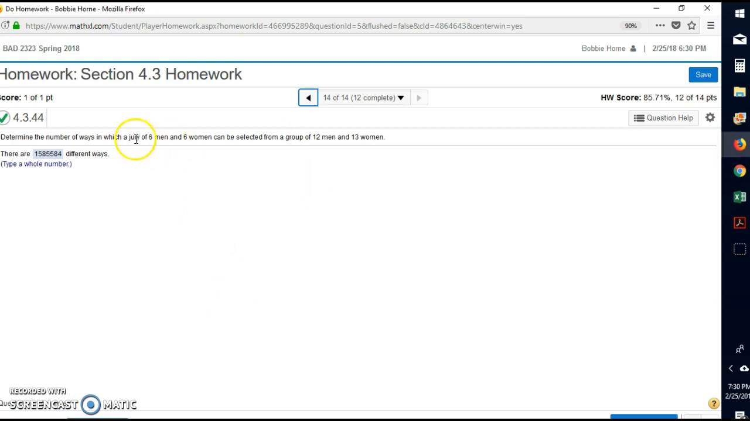So what you need to do is, we have 6 men and 6 women from a group of 12 men and 12 women. So your first one would be 12 combination 6 and then 12 combination 6 again. Get the one for the men and the one for the women, and then you multiply them together. I didn't want to start that and run out of time.